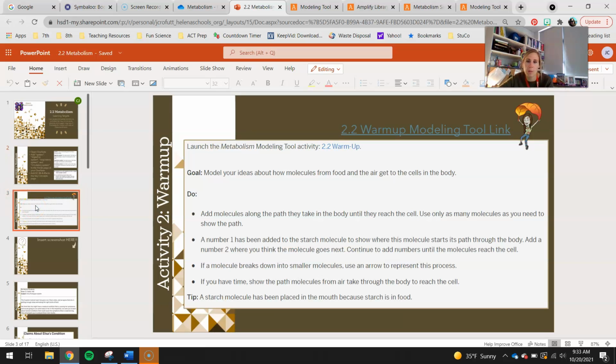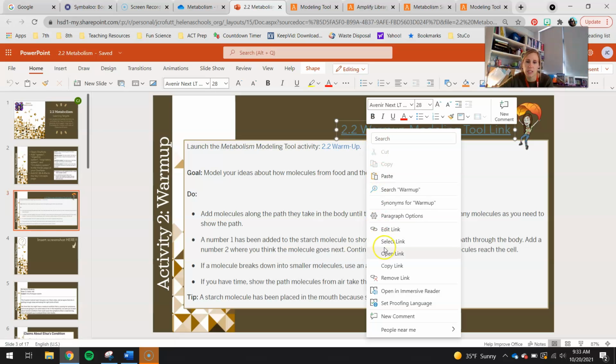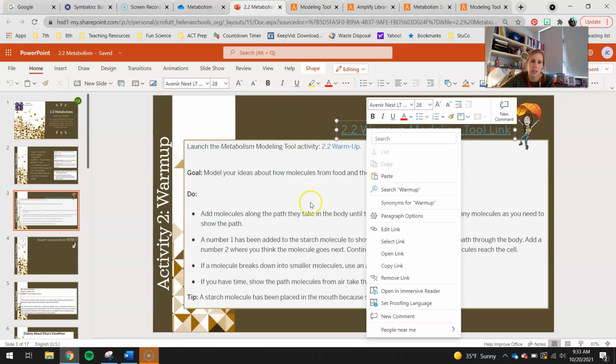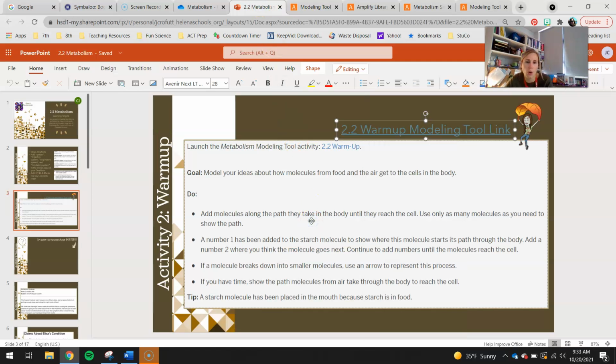All right, so for your warm-up today, you guys have this little modeling tool. So you guys need to right-click and open that link up, and you guys should come into this modeling tool here. Let's read our instructions. So your goal in this is to model your ideas about how molecules from food and air get to cells in the body. So we're going to be looking at the 3 main molecules that we get from food and air.